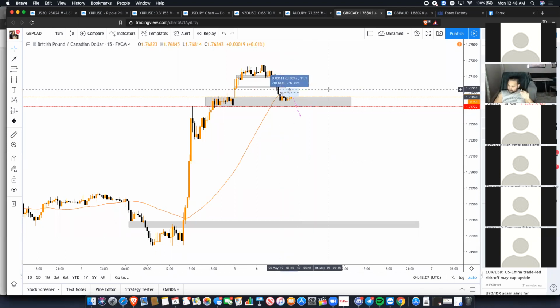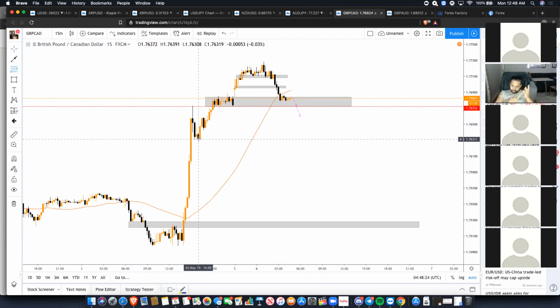But on a $5 lot, 10 pips, that's $500. On a dollar lot, that's $100. You're optimizing your entry to a point where, while you're waiting for this trade to develop, you can just find your confirmations looking for that.